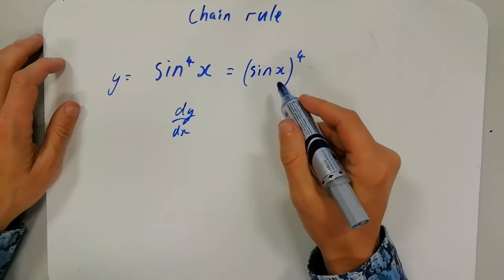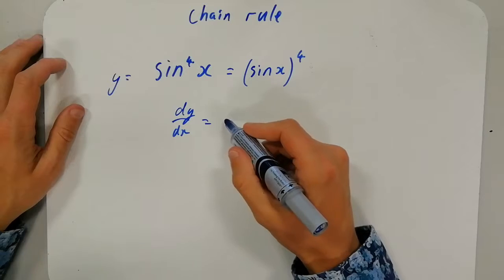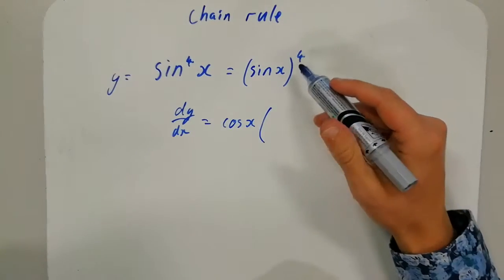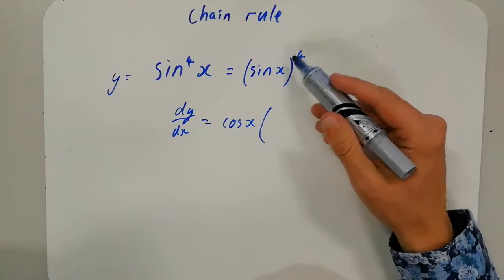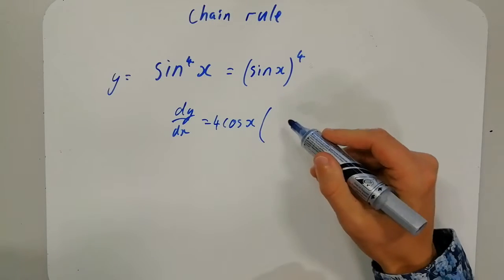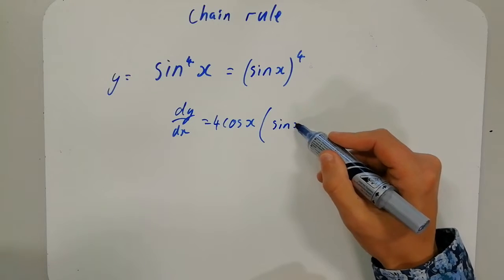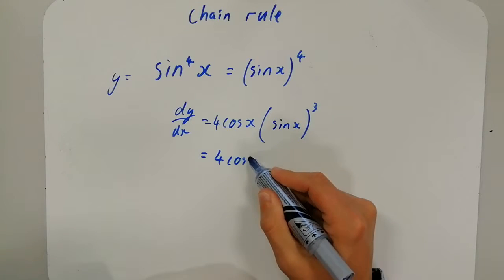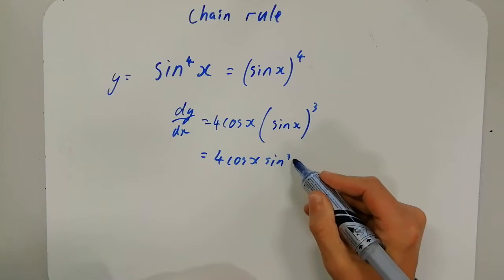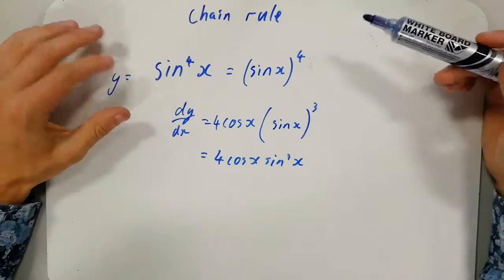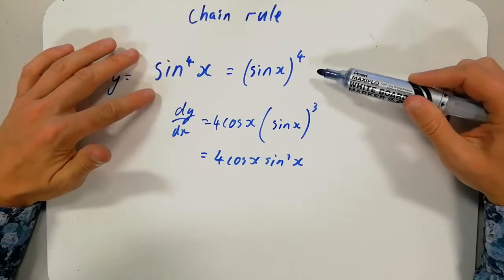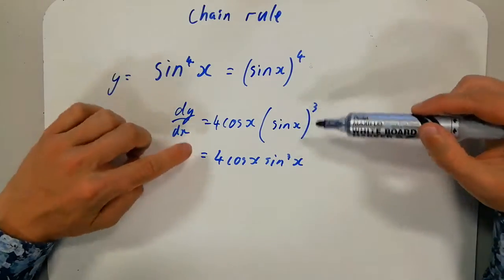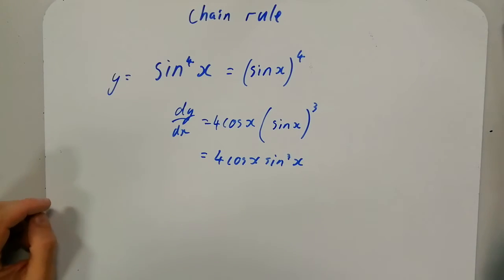So again, start on the inside, differentiate sine x, that goes to cos x. And then I know how to differentiate to the power 4. I times by the power and reduce the power by 1. Just writing that in a slightly tidier way. Anytime you're differentiating sine or cos or sec or tan or any kind of trigonometry to a power, you can do it via the chain rule. And that's probably all you need to know about the chain rule.